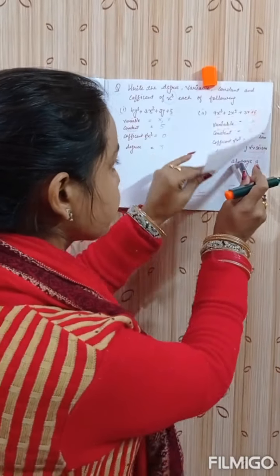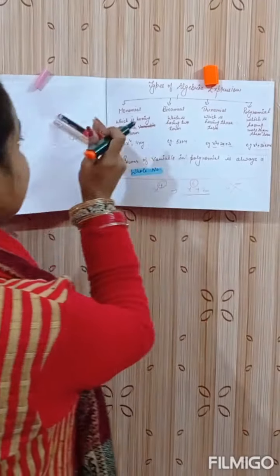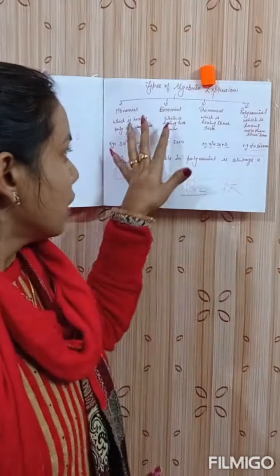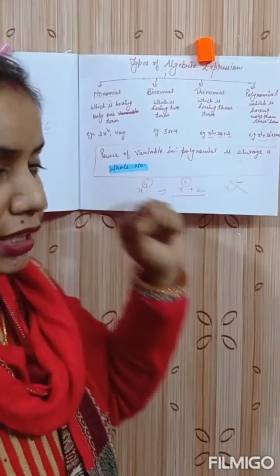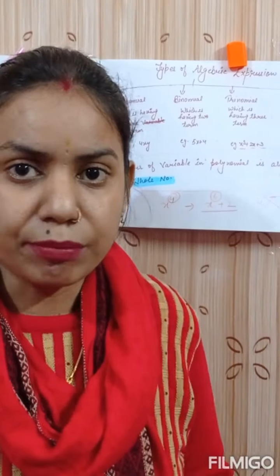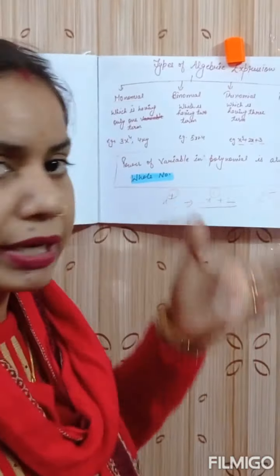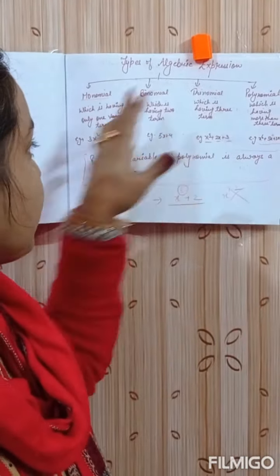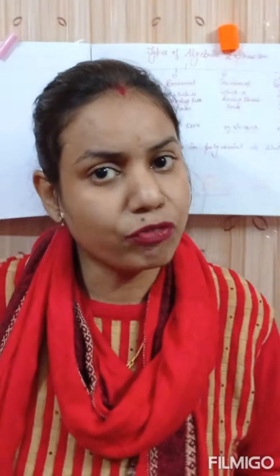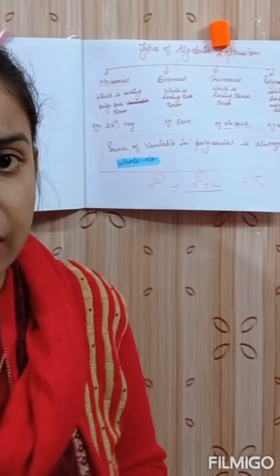Next topic: what are the types of algebraic expression? Types of algebraic expression is a very important topic. Most of the questions in the exam arise from here. So the first type is a monomial, the second type is a binomial, the third type is a trinomial, the fourth type is a polynomial. First of all, what is a monomial?